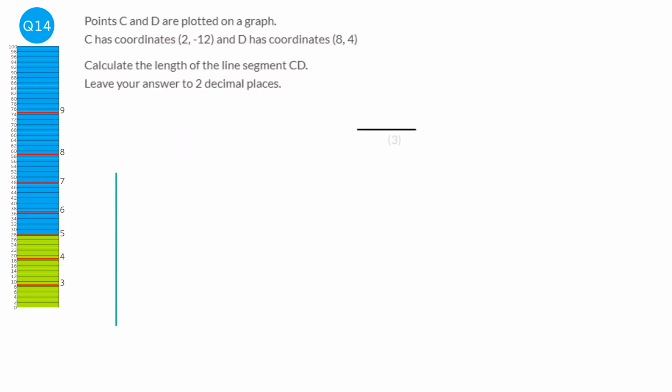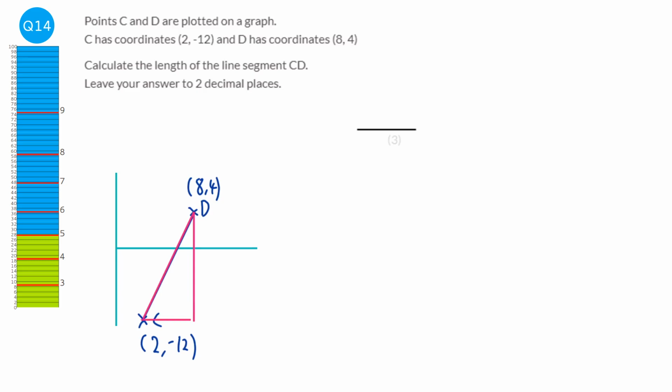If we try and visualize this question on a graph, then we've got C, which is somewhere here at coordinates 2, minus 12. And we've got D, which is somewhere here at coordinates 8, 4. And we're asked for the length of the line segment, so we're asked for this distance here. Now we can see that we can actually make a right angled triangle with this line segment. And we've got to find out what each of the sides is going to be.